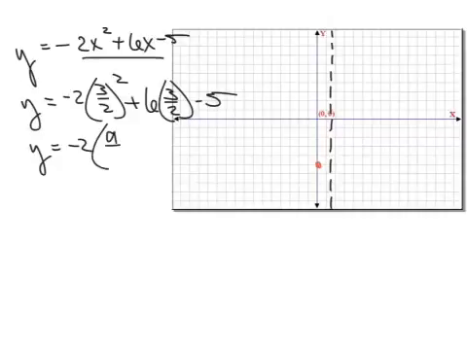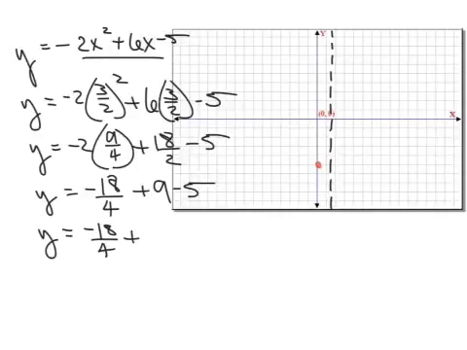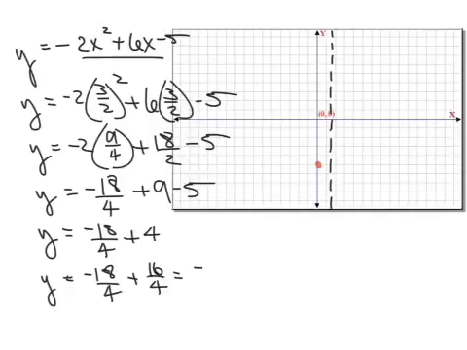Three halves squared is 9 over 4. 18 over 2 minus 5. This is going to be negative 18 over 4 plus 9 minus 5. 18 over 2 is 9. Y equals negative 18 over 4 plus 4. I need common denominators, so this will be negative 18 over 4, and this will be 16 over 4, which is going to give me negative 2 over 4, which is negative 1/2. That's y is negative 1/2.